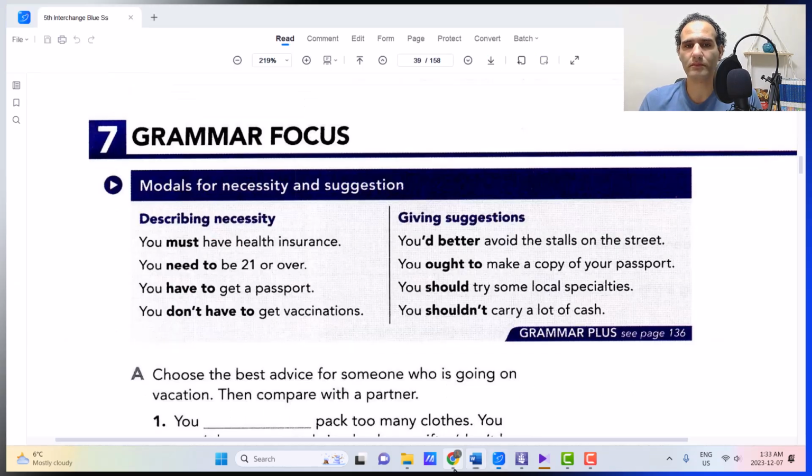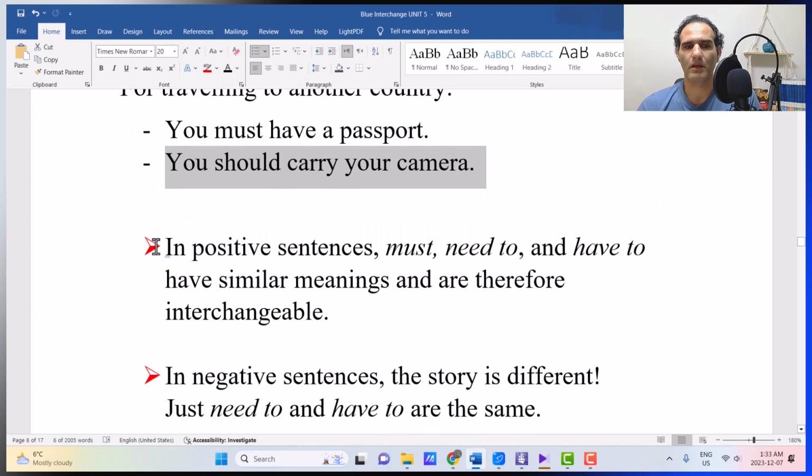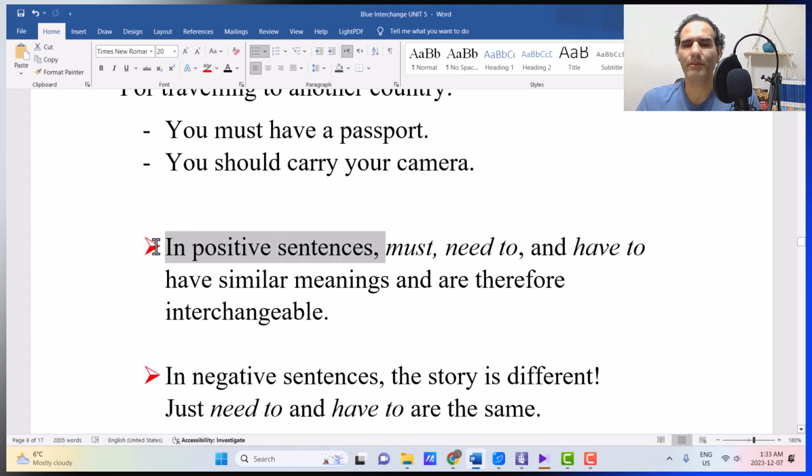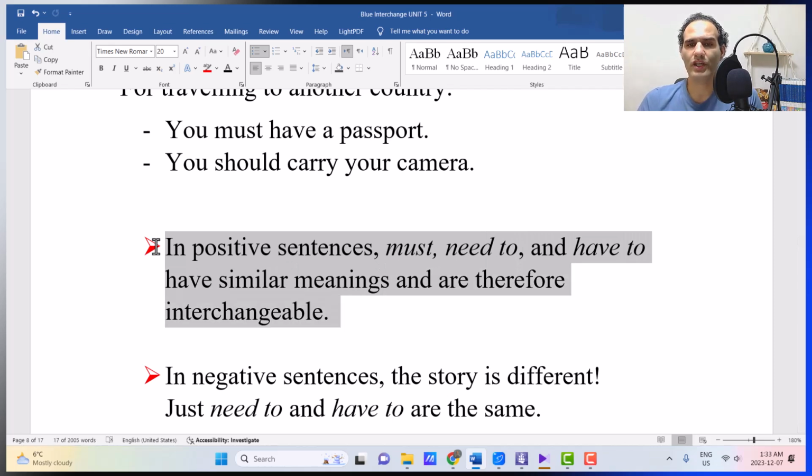Mm-hmm. What does the book say? Describing necessity, you must have health insurance. It means without that, they won't let you in. You need to be 21. You have to get a passport. Must, need to, have to are the same. In positive sentences, must, need to, and have to are similar. And they are interchangeable. You can use them instead of each other. Must, need to, and have to in positive sentences.